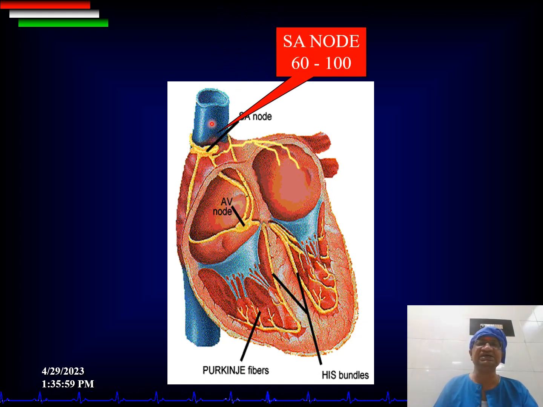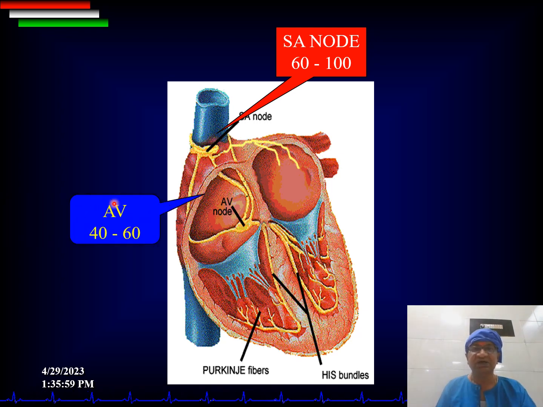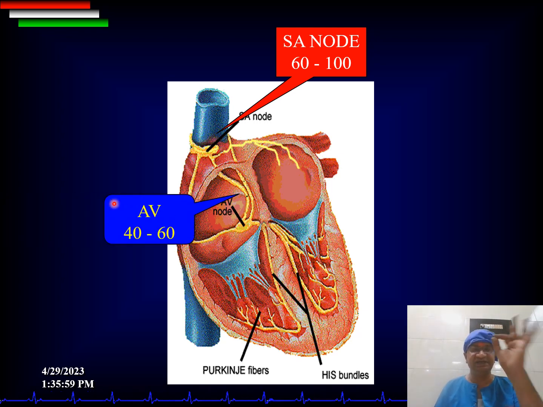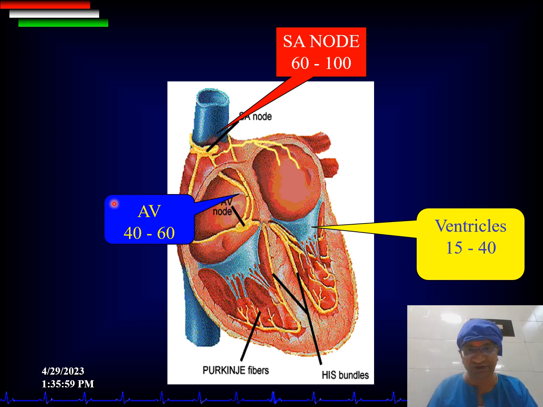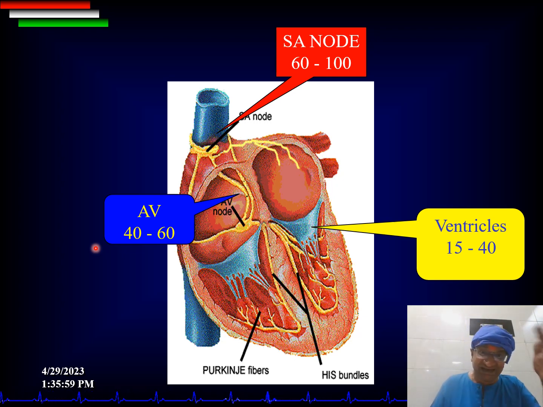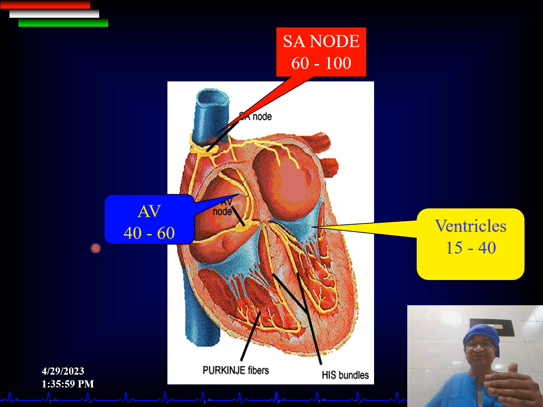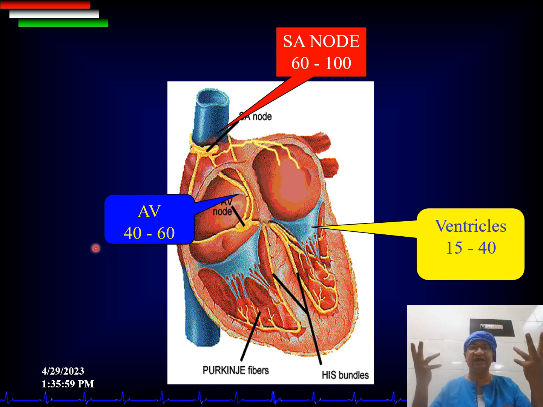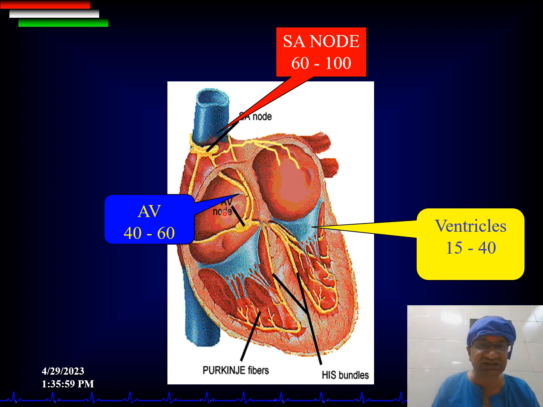Now you see the sinus node ticking at 60 to 100. The AV node is at 40 to 60 and the ventricular rate is 15 to 40. Now there is a problem here. Then there is a nodal rhythm, and the nodal rate will be around 60 only. And if there is a nodal rhythm with a heart rate of 85, then it is nodal tachycardia. So that is how it is. The AV node's intrinsic automaticity is around 40 to 60.